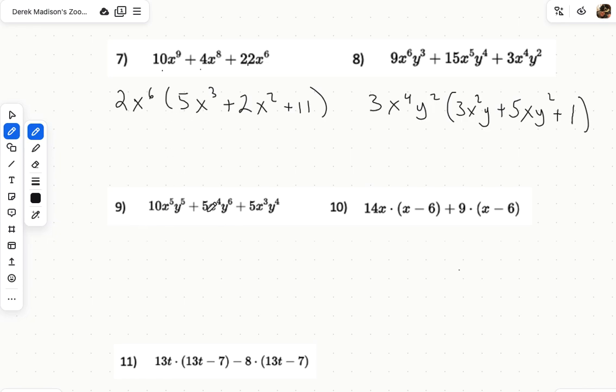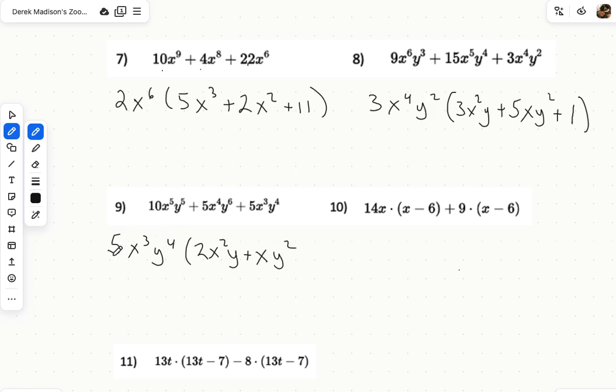For this one, let's see, we got 5s, so we get a 5 out front. 5, 4, 3, so x cubed. Y 5, 6, and 4, so y to the 4th is the smallest one. So 5 out of 10 leaves 2, x squared, and then y. 5 out of 5, so that took care of the 5. Looks like we'd have 1x left over, and 2 y's left over.